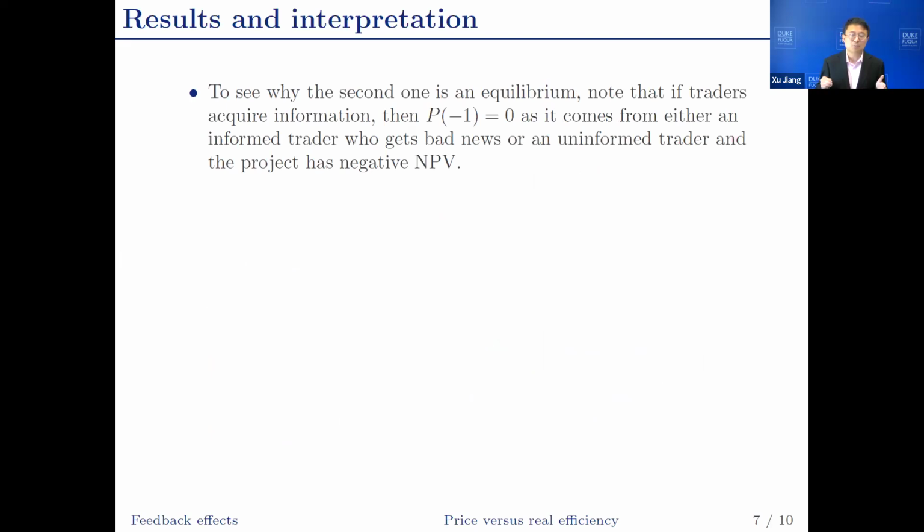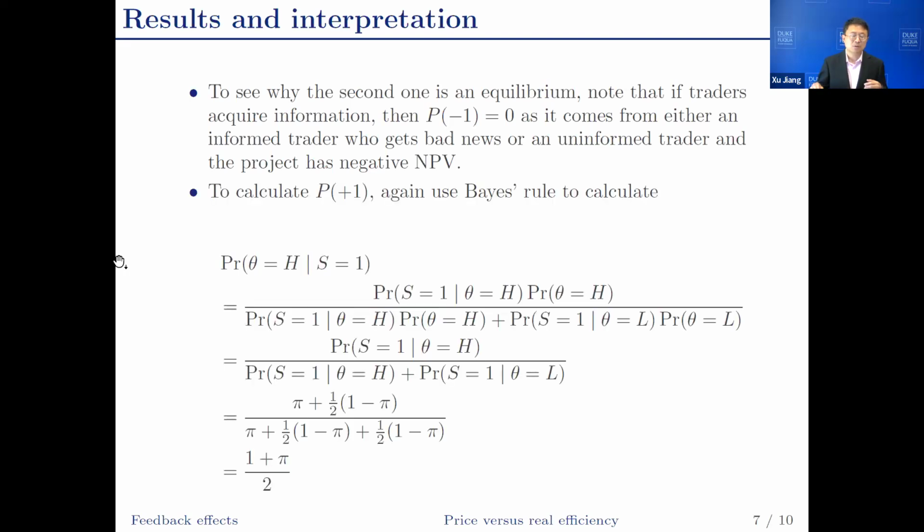The reason is that the order flow being -1 would either come from an informed trader who gets bad news and trades -1, or an uninformed trader just randomly submitting -1. In the case of an uninformed trader, there's no information, and we know the project has negative NPV. In the case of an informed trader who gets bad news, the return is even lower. So the project has even more negative NPV. So the firm is not going to invest either. So that's why the price conditional on order flow -1 is 0.